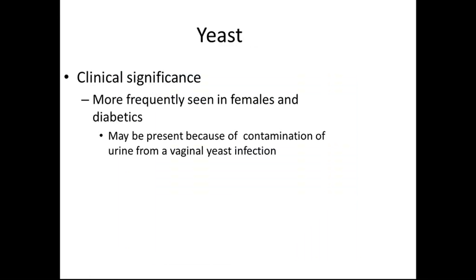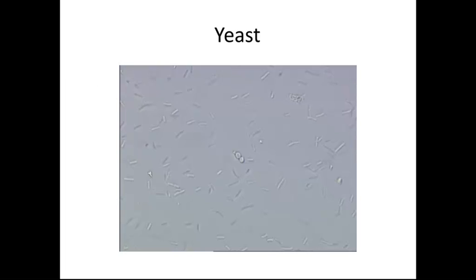Yeast. The clinical significance, more frequently seen in females due to the moisture in the genital area, and in diabetics due to the sugars present. The yeast feed off of that. So here's a picture of yeast, and they look like red blood cells. They're a little bit smaller, however they are not concave. And you will always see yeast, and this yeast has a little bud here. We call this budding. And sometimes you will see bacteria also present.